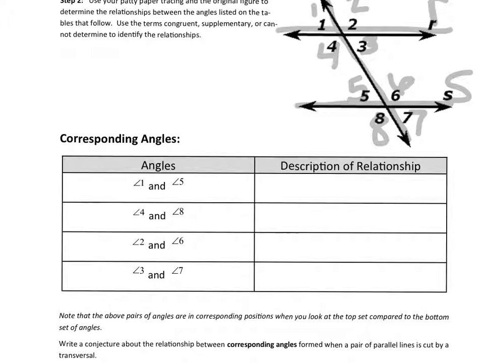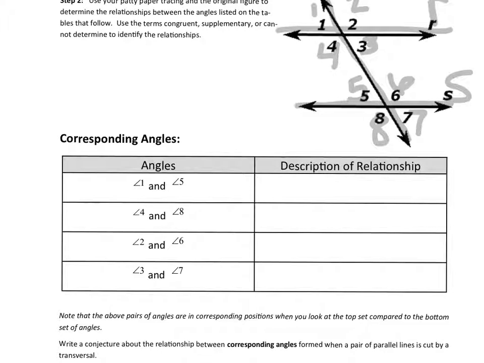Corresponding angles. The examples of them are 1 and 5, 4 and 8, 2 and 6, 3 and 7. So take your patty paper and place angle 1 on top of angle 5. See what you notice. What about angles 4 and 8? If you take the patty paper and put angle 4 on top of angle 8, what do you notice? Now try placing 2 on top of 6 and 3 on top of 7.